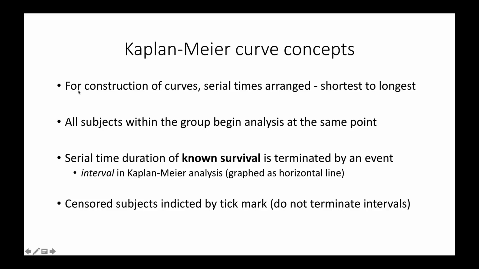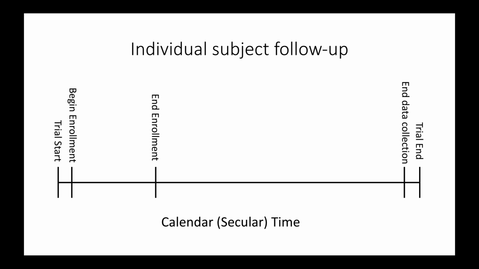And for the construction of these curves, serial times are arranged from the shortest to the longest. And all subjects within the group begin analysis at the same point in time. Well, how does that happen? I'm going to show you in just a moment. But this serial time duration of known survival is terminated by an event. Once again, we discussed when we ran over the components of the Kaplan Meier curve that only an event terminates an interval. And censored subjects are indicated by tick marks, and censored subjects do not terminate intervals. They are only represented by tick marks on the intervals.